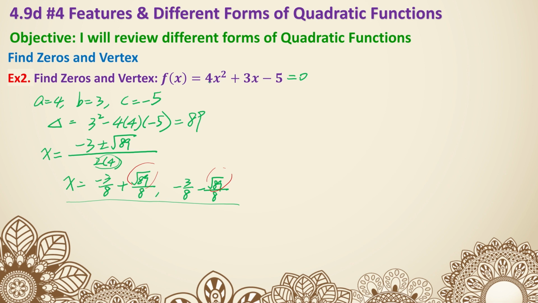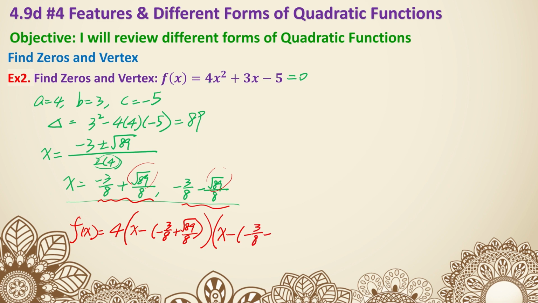Let's say you still want to rewrite it into factored or intercept form. Well, let's try it. It's going to be a 4 in the front. Inside the parentheses, you're going to need to subtract these zeros. So it's actually going to be x minus my negative 3/8 plus square root of 89 over 8. That's the first parentheses. Then the second one is x minus negative 3/8 minus square root of 89 over 8.